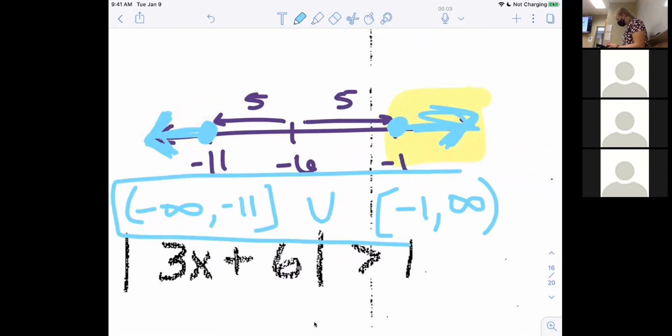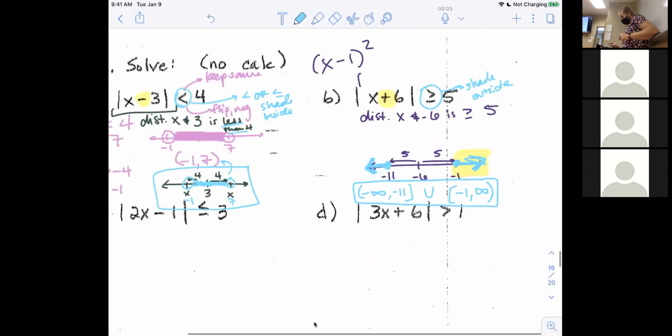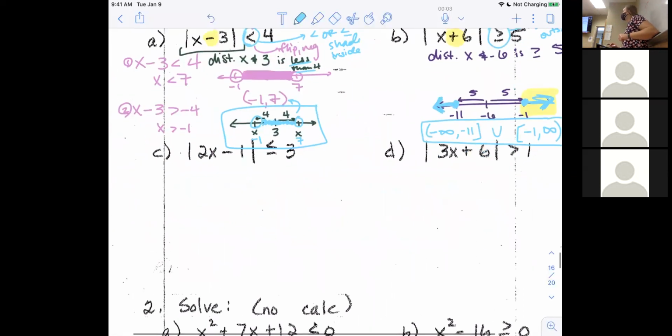Great job, guys. Jared, was that a hand or a stretch? Stretch. All right.